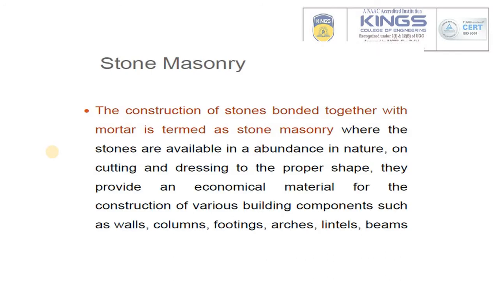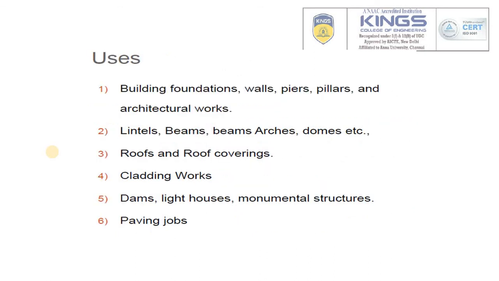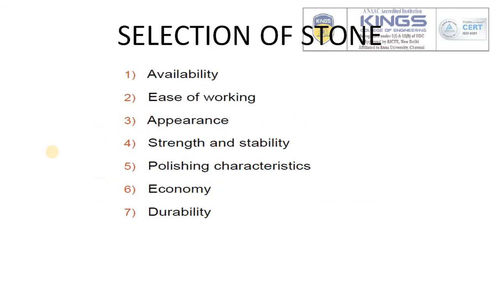Stones are available in abundance in nature, and on cutting and dressing to the proper shape, they provide an economic material for the construction of various building components such as walls, columns, footings, arches, lintels, and beams. The usages of stone masonry are building foundations, wall piers, lintels, roofs, cladding works, dams, and paving jobs. How to select a stone? The stone must be selected depending upon the availability, ease of working, appearance, strength and stability, polishing characteristics, economy, and durability.